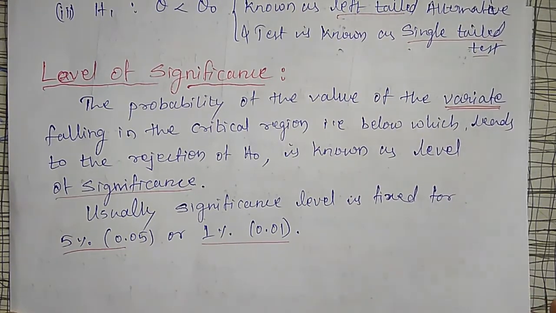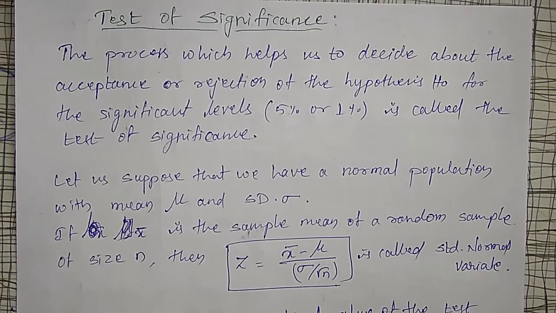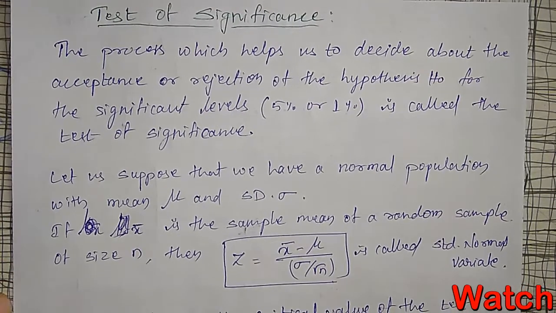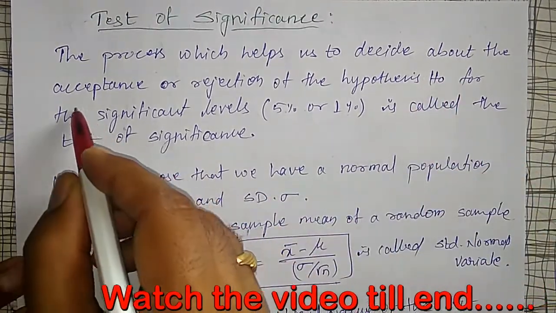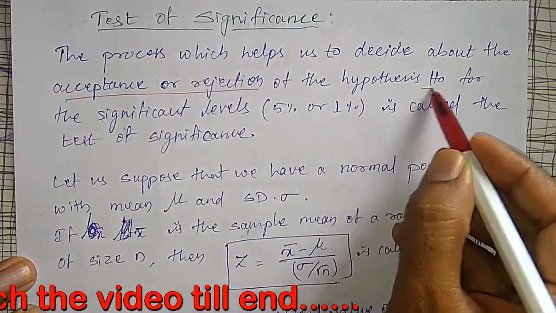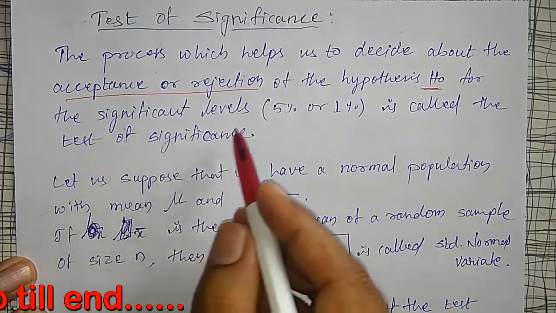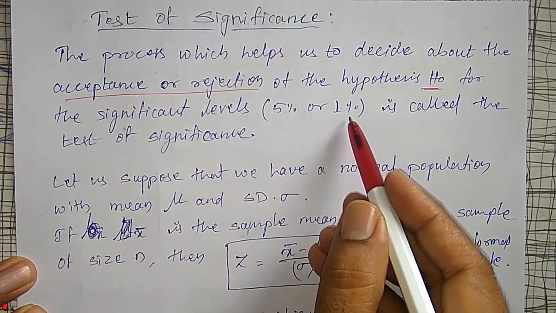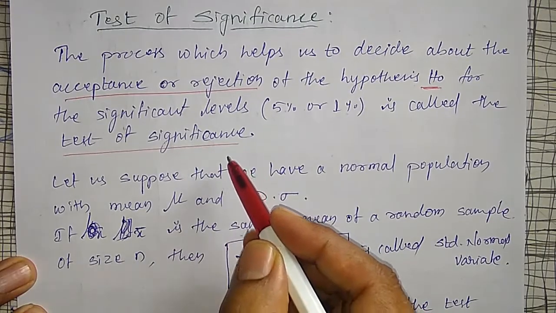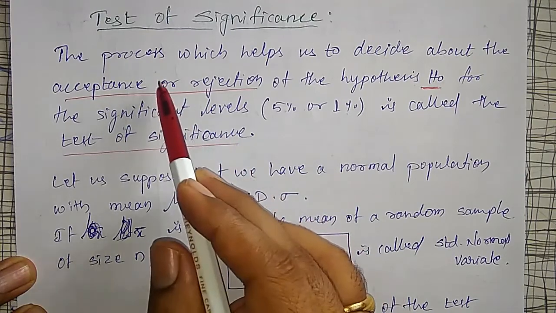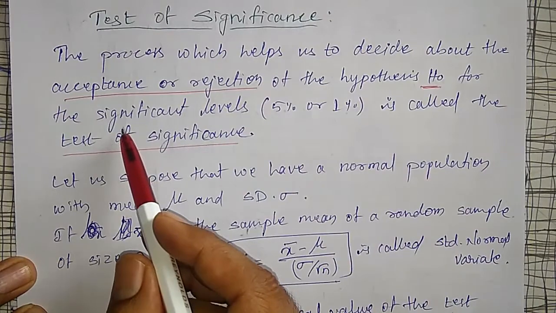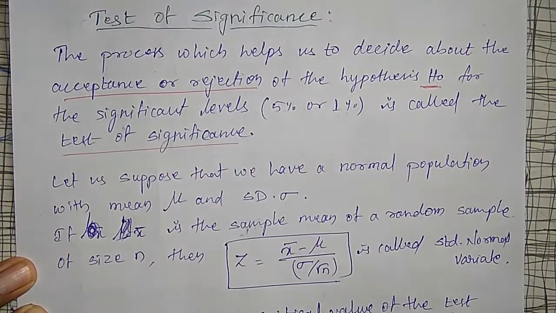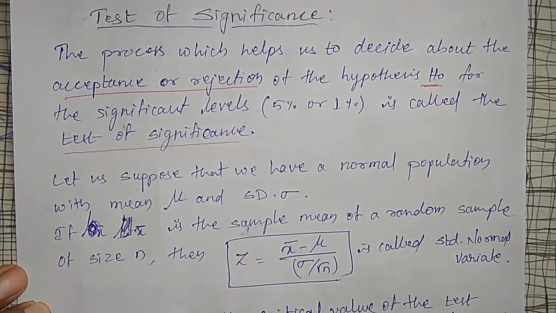Okay, then testing of significance. Let me explain here. The process which helps us to decide about the acceptance or rejection of the null hypothesis for a given significance level, that is the 5% level or 1% level, is called test of significance. That is, test of significance is the process by which the null hypothesis is accepted or rejected for a particular significance level.